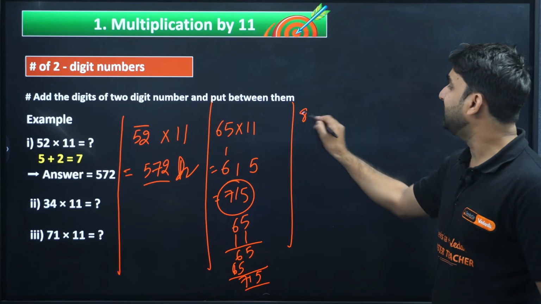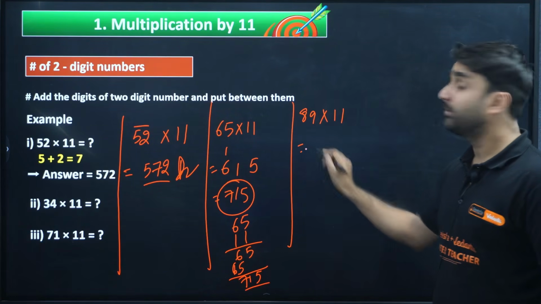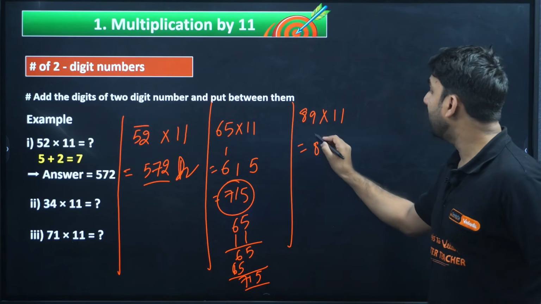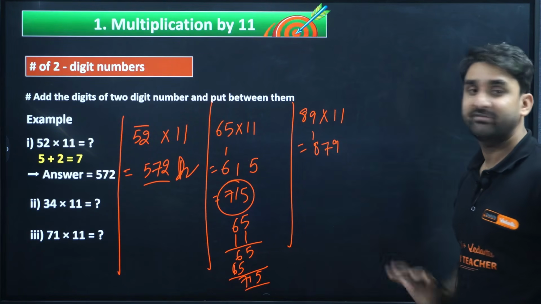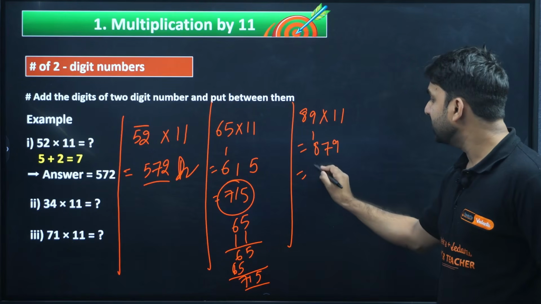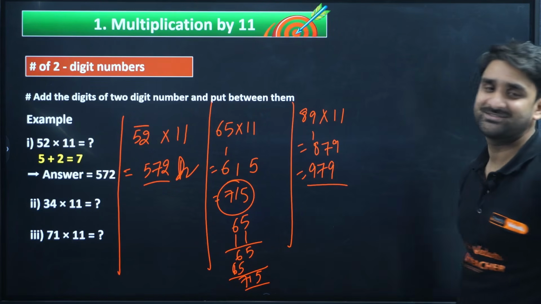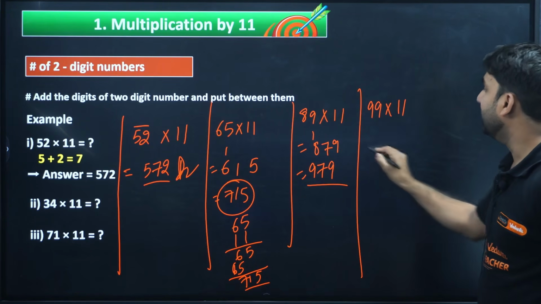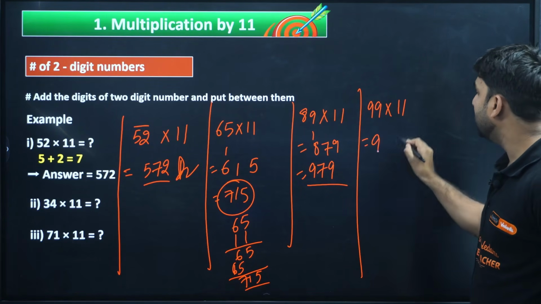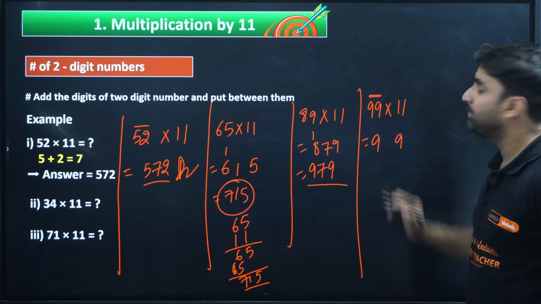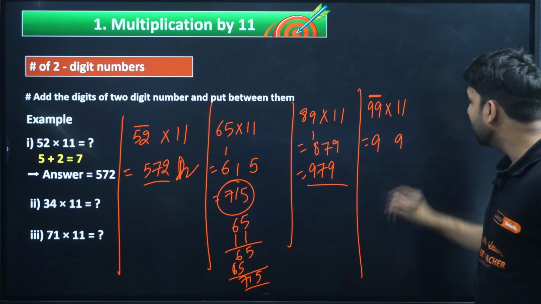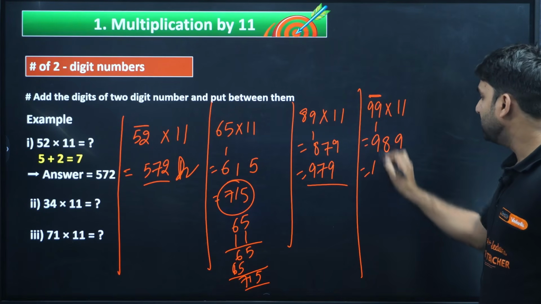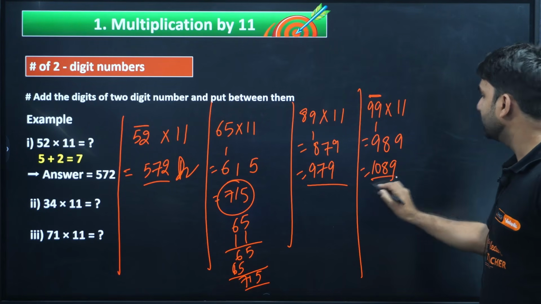Similarly, if we multiply 89 with 11, what would be the answer? Write 8 9 in this form, and 8 plus 9 is 17. So you have to write 17 in this form, 1 7. Now you can add 8 plus 1 is 9. 979 is your answer, my dear. Similarly, if we multiply 99 into 11, 9 and 9 would be there. And if we add 9 plus 9, that is 18. Write 18 in this form, 1 8. Now you can add 9 plus 1 would be 10, 8, 9. This is your answer, my dear.